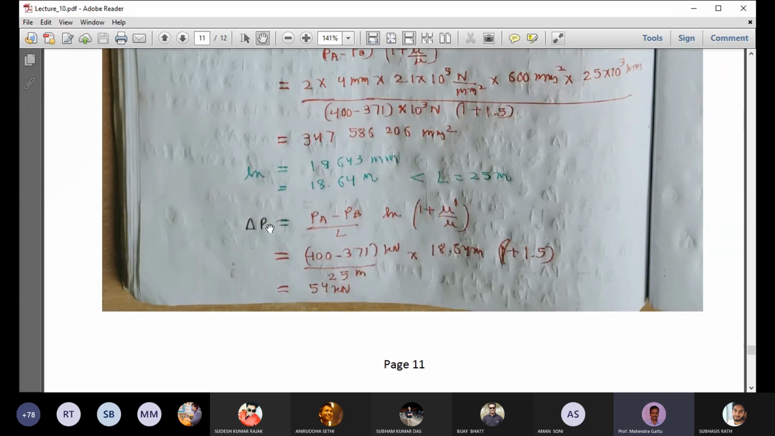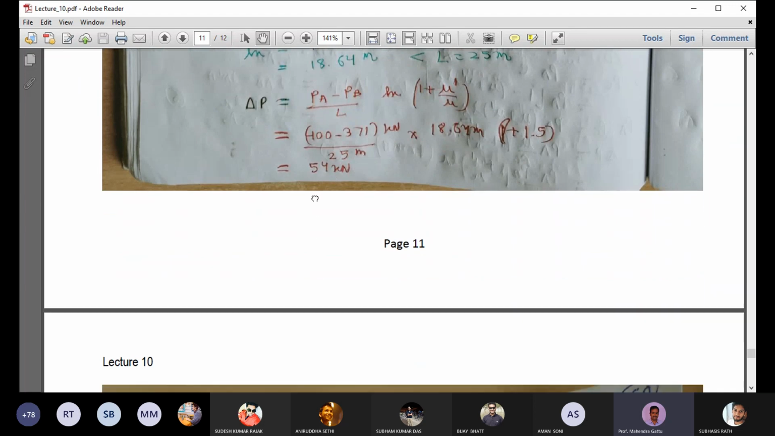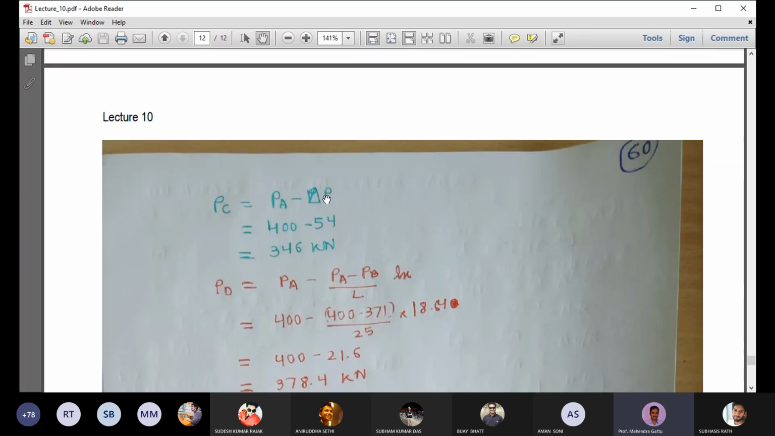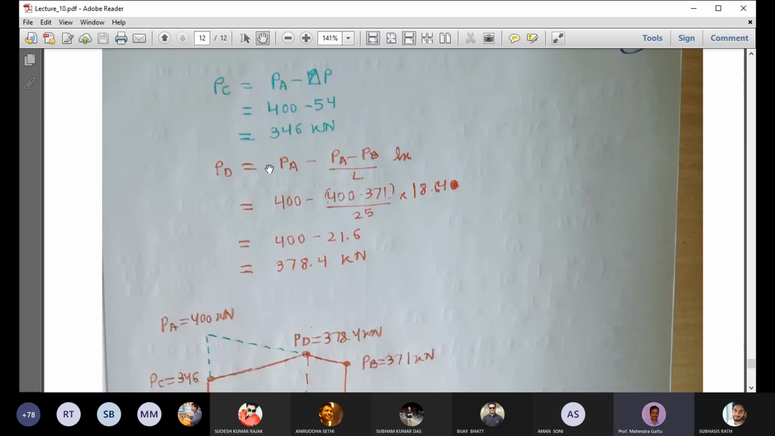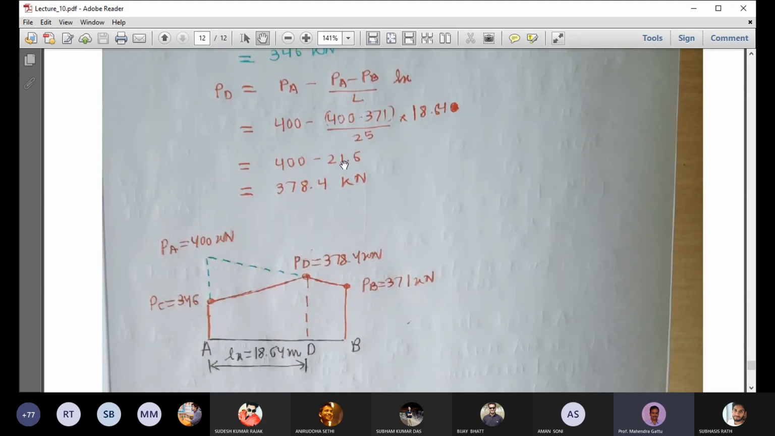And we can find out what is delta P: (PA minus PB) by L into Lx into (1 plus mu prime by mu). So PA minus PB is 400 minus 371 kilonewton, by 25 meters, into 18.64, into 1 plus 1.5. We are getting 54 kilonewton. Then we can find out PC. PA minus delta P, 400 minus 54, it is 346. And then we can find out PD. Because there is a linear variation between point A and point B, and D is a point lying on that line, the slope is (PA minus PB) by L, and the length of the cable distance AD is Lx. So (PA minus PB) by L into Lx. So we are getting 400 minus 21.6, which is 378.4.